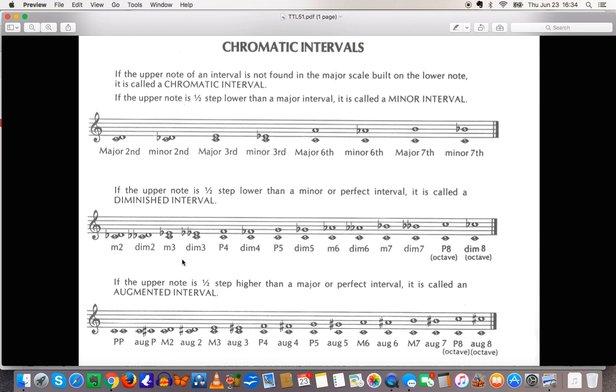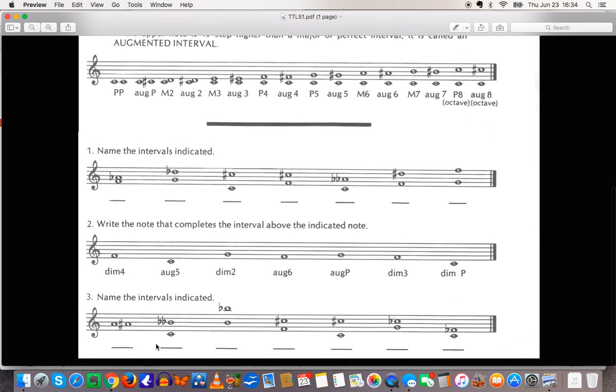You're probably going to want to revisit these rules up here. So these are good rules to stick to. I strongly suggest you review them and know them like the back of your hand. Okay, name the intervals indicated. So let's see. A to A is a prime, raise it a half step. You get an augmented interval, so that's augmented prime.